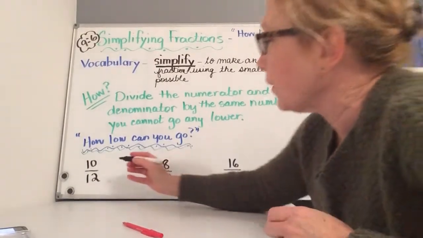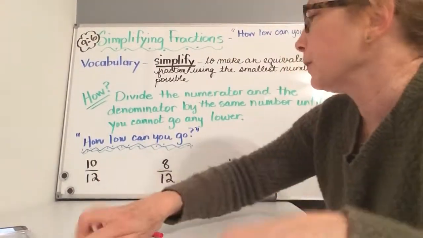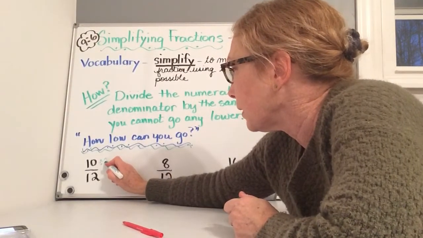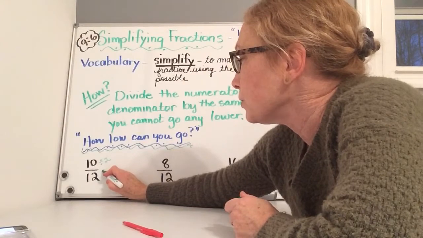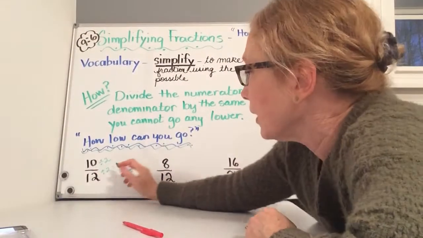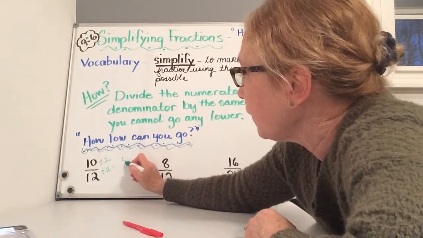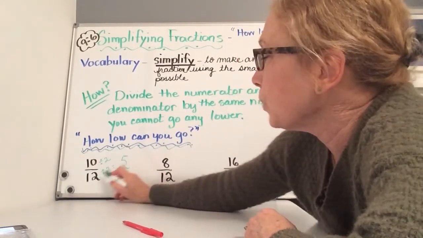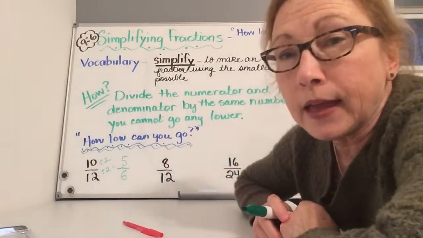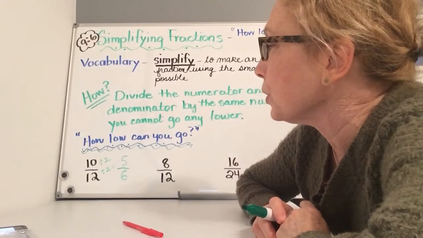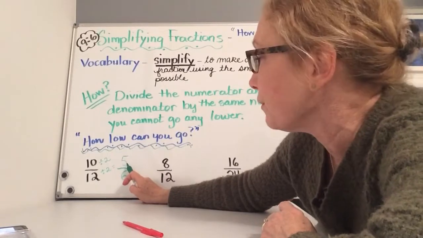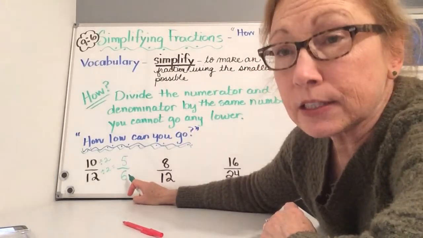So let's go ahead and divide. Let me use a different color here. Our top and our bottom by 2. So I'm going to divide 10 by 2, and I'm going to divide 12 by 2. All right? And that's going to get me 10 divided by 2 is 5, and 12 divided by 2 is 6. Then what I have to do is I have to make sure that I can't go any lower than that. Is there any number that I can divide 5 and 6 both by?